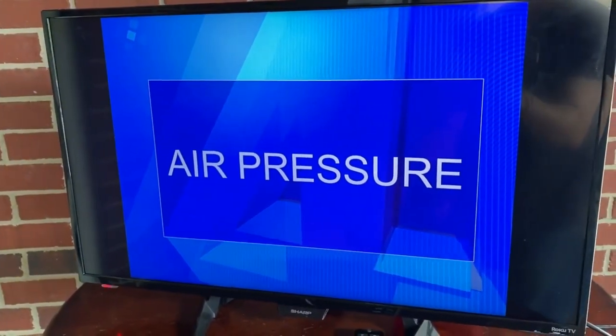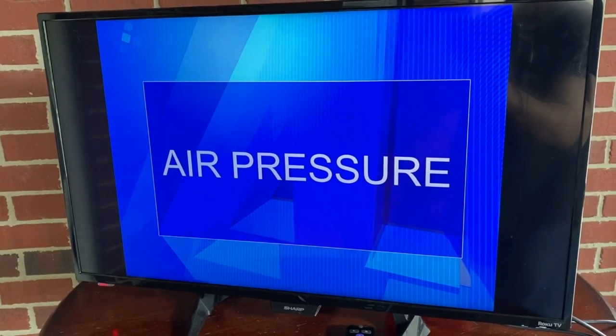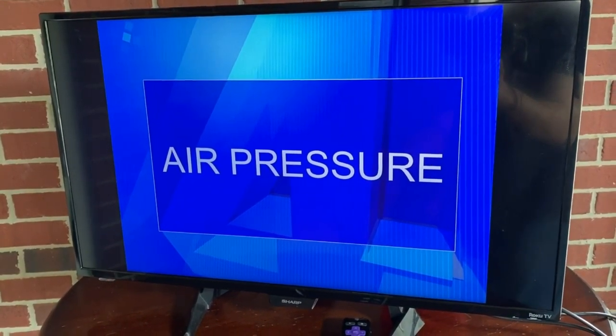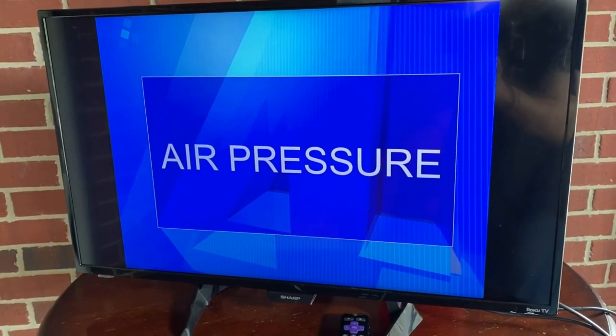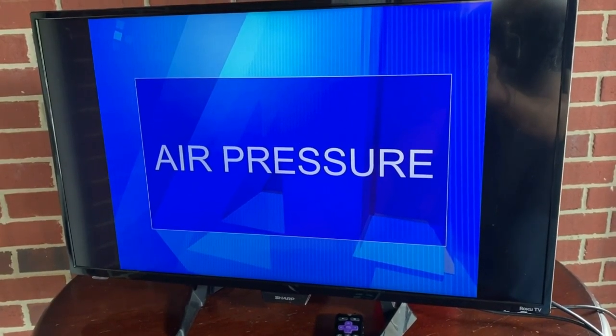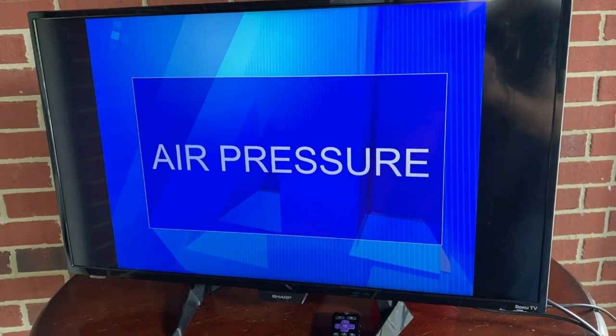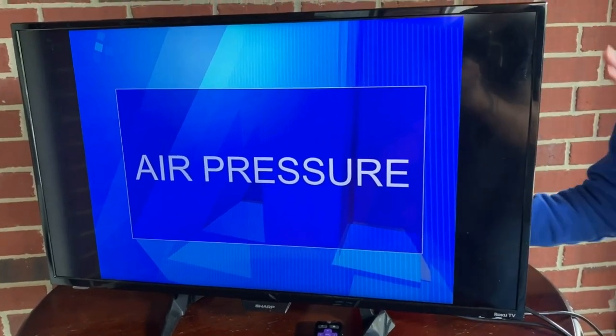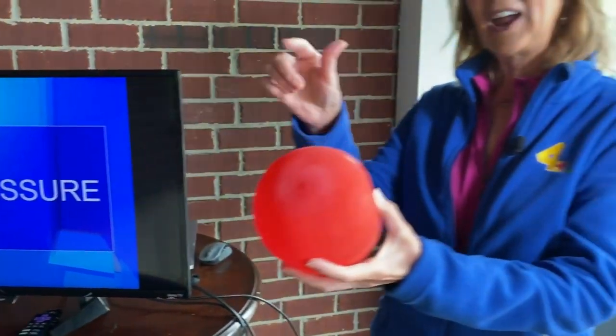We know that our Earth is surrounded by air. We live in it, we breathe it every day, but we can't see it. Even though it's invisible, it takes up space, and it's made of molecules. There is more space between the air molecules in this room than in the air molecules inside this balloon.